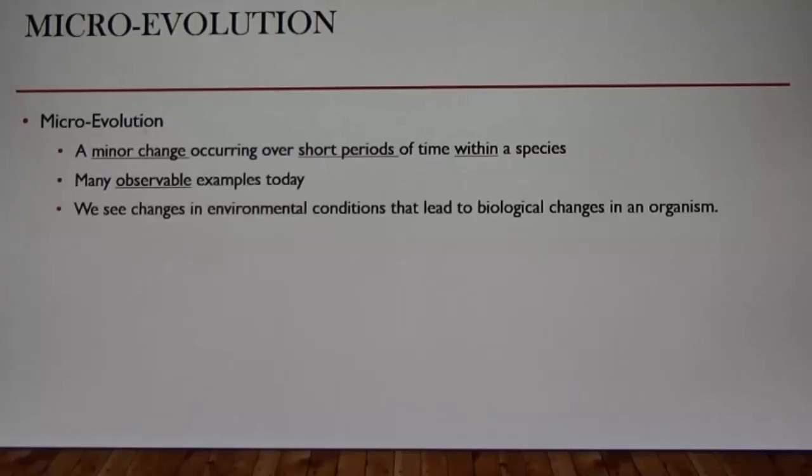So there are many observable examples today. I'm going to give you just some broad examples of when this might occur. You can look up online if you want to see examples. Just be careful of what you look at because they might try to pass off microevolution for Darwinian evolution, and that's something that people do as a common practice. So we see changes in environmental conditions that lead to biological changes in an organism.